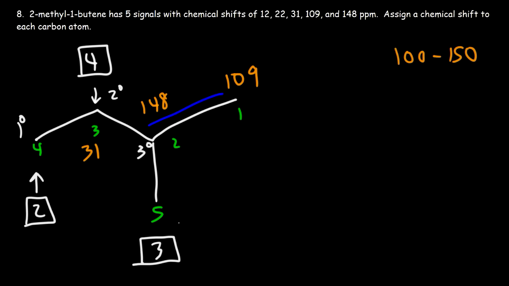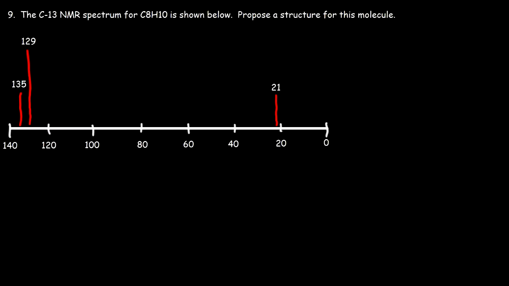Carbon 5 has the next highest score value of 3, so it's going to have the chemical shift of 22. And the last one, carbon 4, with the lowest score value, that's going to have a chemical shift of 12. And so that's it for this problem. So you could use the score system when dealing with alkenes.